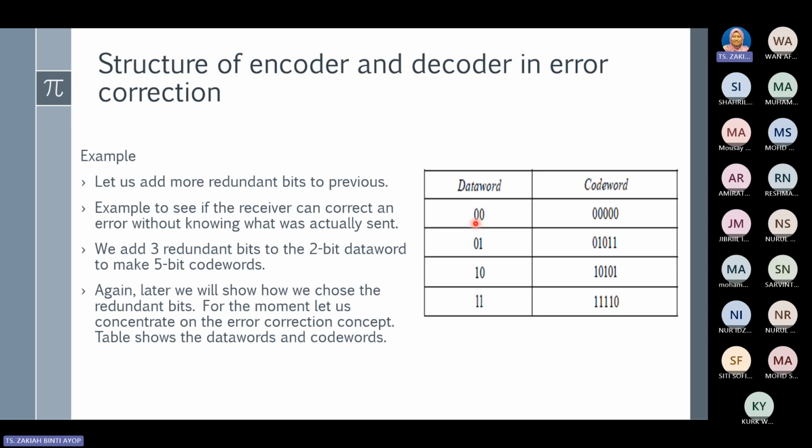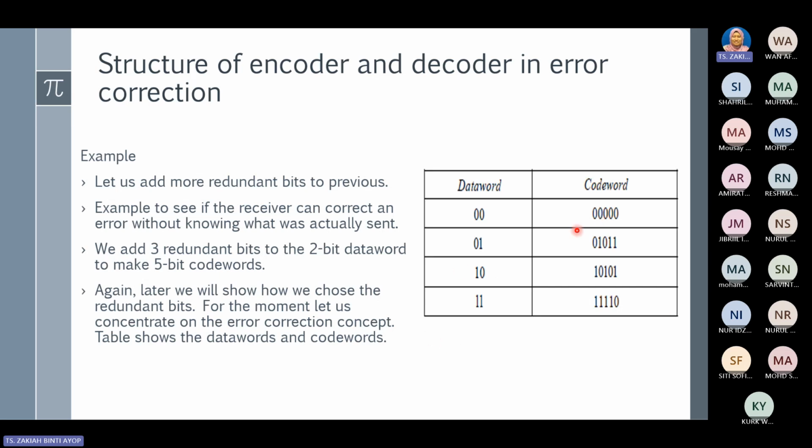So in this case, the data word is 2 bits, but the code word has 3 redundant bits added. Example: to see if the receiver can correct an error without knowing what was actually sent, we add 3 redundant bits to the 2-bit data word to make 5-bit code words. Again, later we will show how we choose the redundant bits. For the moment, let us concentrate on the error correction concept.